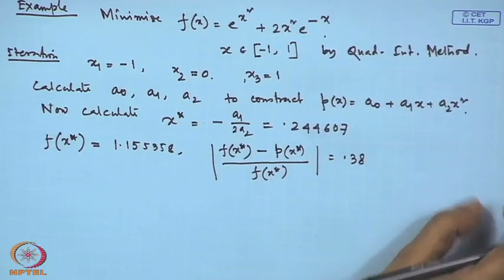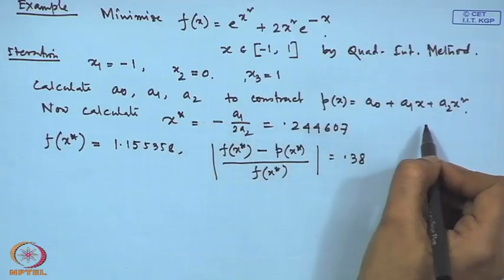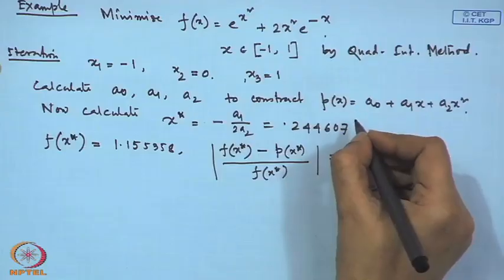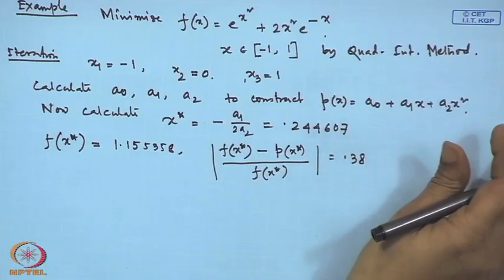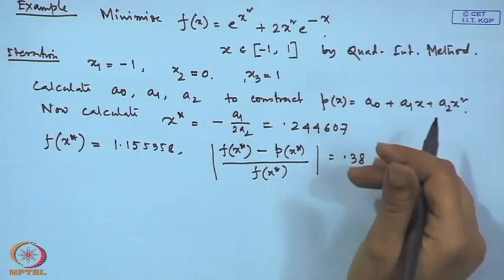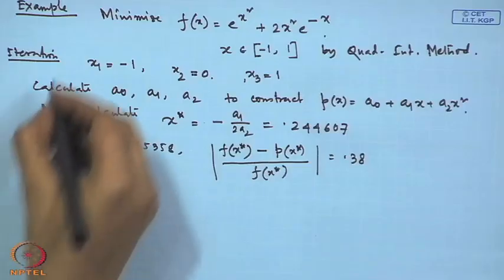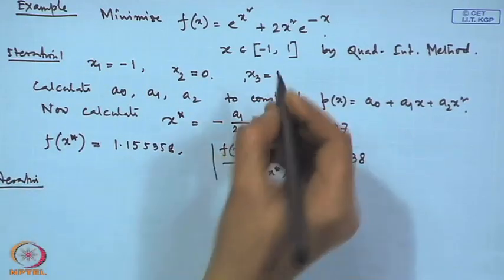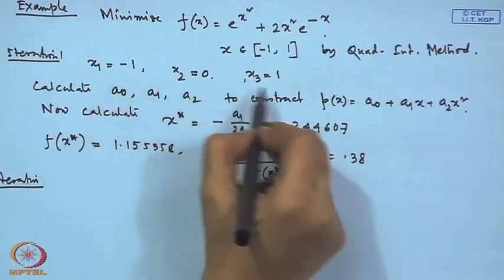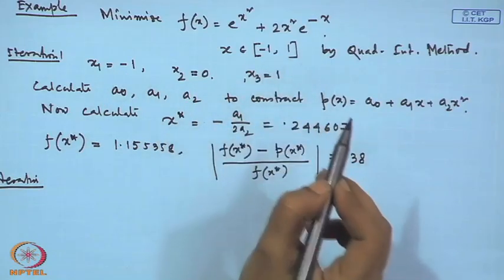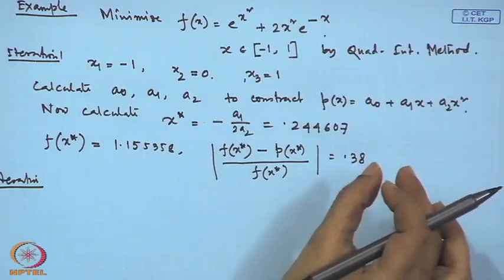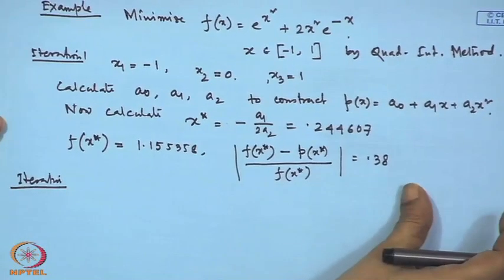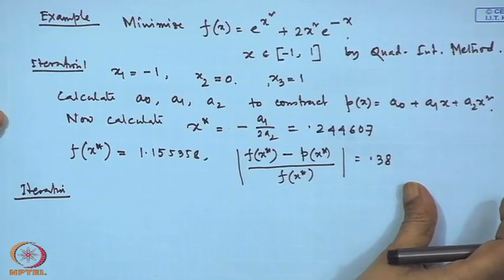We cannot declare x star, though it is the minimum value of the polynomial p(x), as the minimum value for f(x), that is e to the power x square plus 2 x square e to the power minus x. We will proceed to the next iteration. How will I proceed? Iteration 2: the interval we have, minus 1, 0 and 1, will be reduced in the next iteration, and this will be reduced according to the unimodality property.